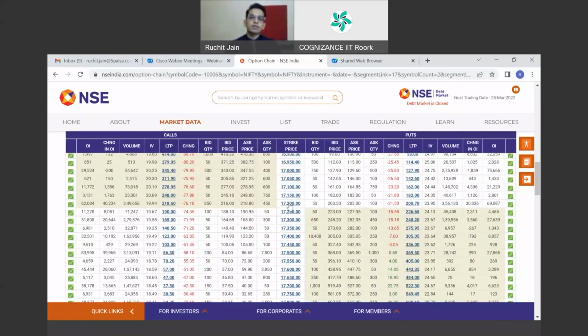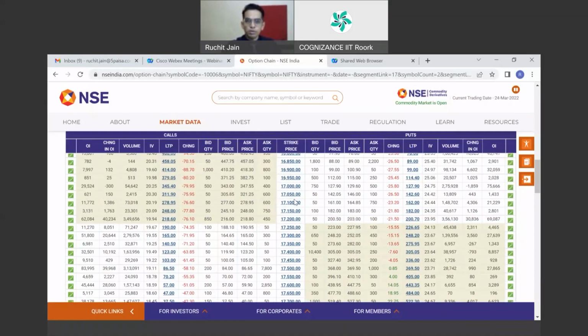Now you have to select which strike price contract you want to buy. We will see further ahead how to do this selection. Now this is the strike price. On the left hand side of the strike price, all these details are of the call options. And on the right hand side of the strike price, all these are put option details.